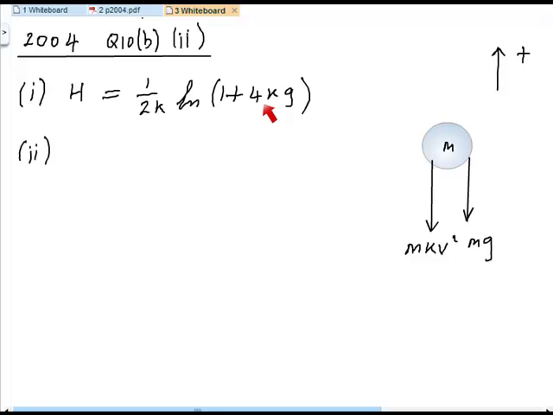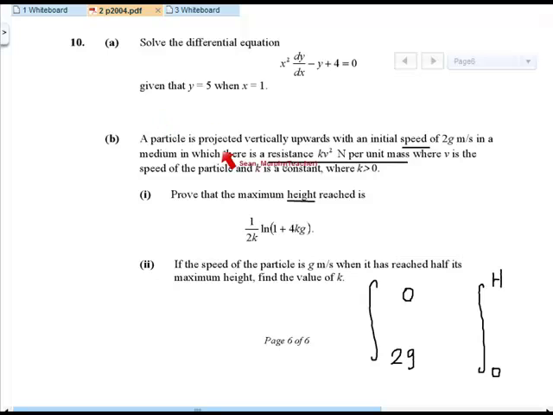2004 question 10b part 2. In the last clip we proved that for this particle here the maximum height reached is given by the expression shown. And in the next part of the question, part 2, we want to find out what the value of k is. And the information we're given is as follows.